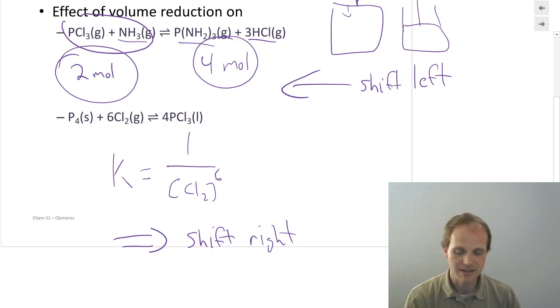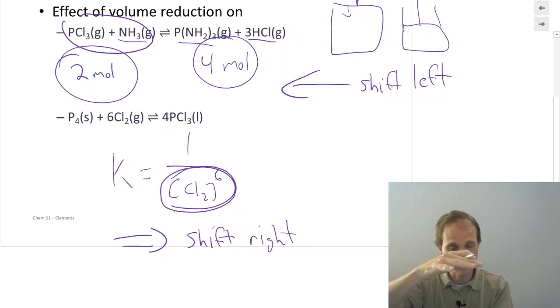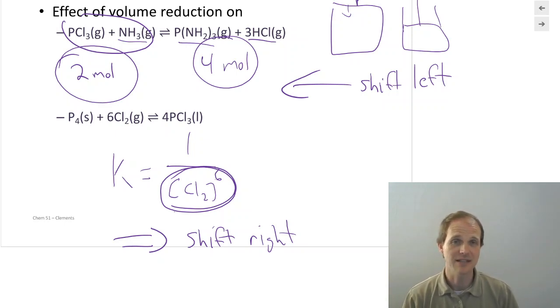And again, mathematically, it's because this one got really big. When we shrunk it down, that one got really big. Q became less than K, and when Q is less than K, it shifts to the right. So there are cases, most of the cases are where total moles and moles of gas are the same, but in some cases, total moles of gas and total moles of everything aren't the same. So you do have to make sure to pay attention to just the gases, because liquids and solids don't change concentration when you change volume.